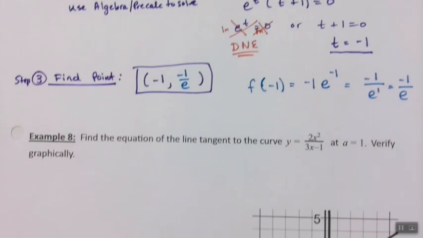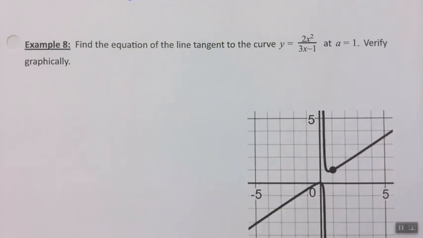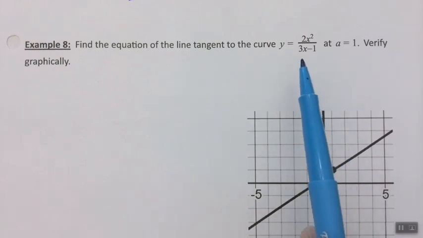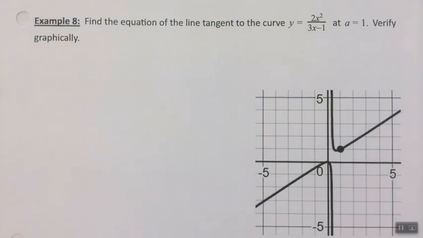All right, so now let's find the equation of the line tangent to the curve y equals 2x squared over 3x minus 1 at a equals 1. So I want to find the tangent line right there. I want to verify it graphically because Desmos is my friend. All right, so let's start by finding the derivative.